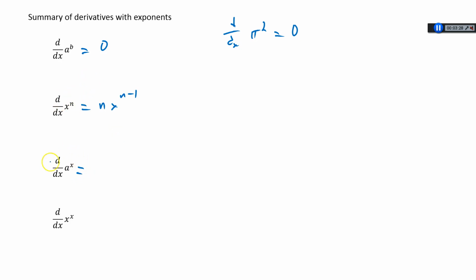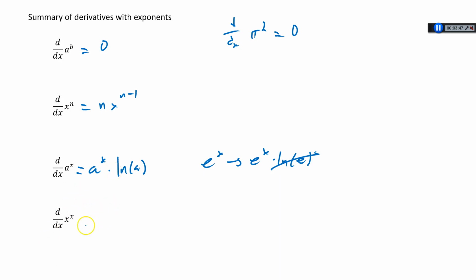A to the x, we learned in our derivatives video about exponents. You leave the a to the x alone, then multiply by the natural log of a. That works for e to the x too, right? It's just e to the x, but it's times natural log of e, which is 1, so you don't worry about it. Derivative of x to the x power, this is where we have to use logarithmic differentiation, right?